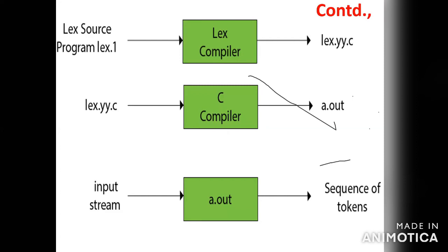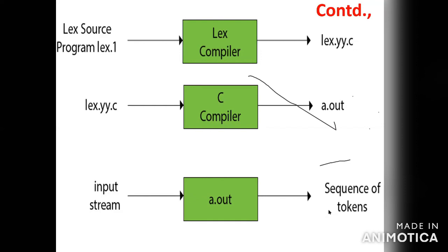The first one is the lex.l program. You give the program a file name with the extension .l. Then you execute it with the lex compiler, and you get the output lex.yy.c. That output becomes the input for the C compiler. You execute the C compiler and you get a.out. Then you give the input stream, execute a.out, and you get the output, a sequence of tokens. So this is how to execute the lex compiler generators.